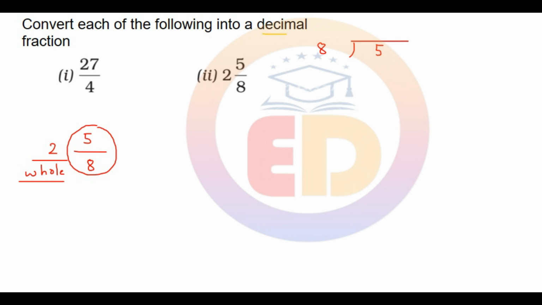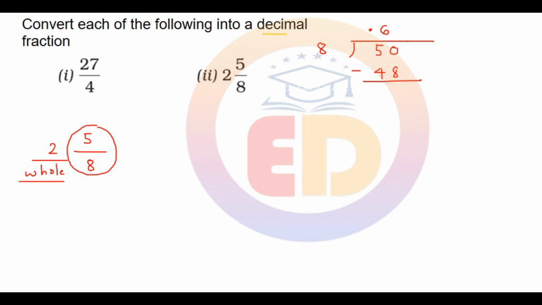Now remember, 8 will not go in 5, so I have to increase the 5. To increase the 5, first put a decimal point in the quotient. And since we have placed decimal point in the quotient, I will place a 0 after 5. So in the first step itself, I have to increase 5 to 50. To increase 5 to 50, I have placed a 0 on the right side of 5, and this 0 has come against the decimal point in the quotient. Now in 50, 8 will go. 8 6s are 48.